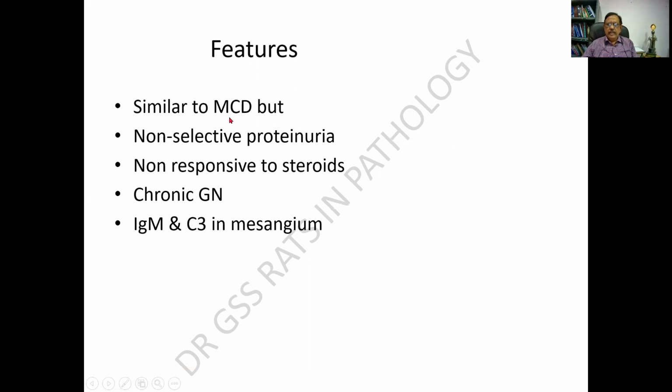The features are similar to minimal change disease, but the proteinuria is more severe. It is non-selective. It does not respond to the steroids, whereas in minimal change disease, it responds well to steroids. It has got a good prognosis. Here, it goes in for a chronic glomerulonephritis, and both IgM and C3 can be found in the mesangium.